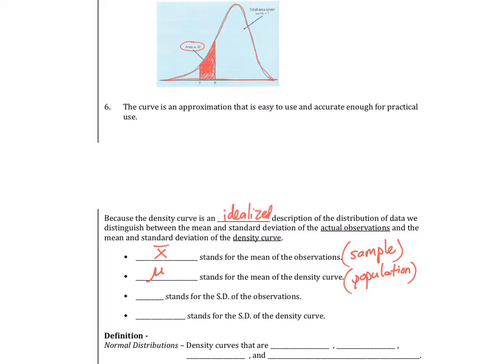Okay, and again, we're going to get more into that. S will stand for the standard deviation of the observations. Again, this is from the sample. And then this is called sigma. That stands for the standard deviation of the density curve. So the population.